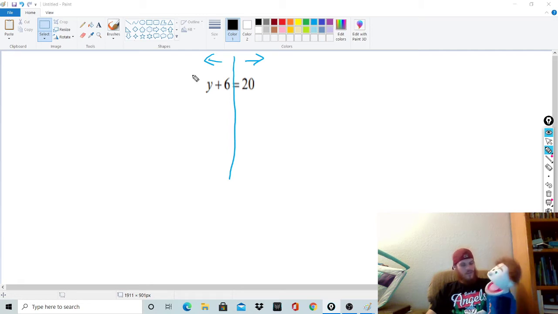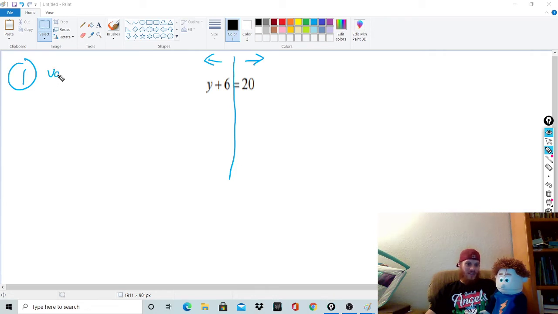Okay, got it. So the first thing I have to do, my biggest concern, the first step, bam, is you need the letter. In this case, it's y, but I'm going to say the variable needs to be by itself.